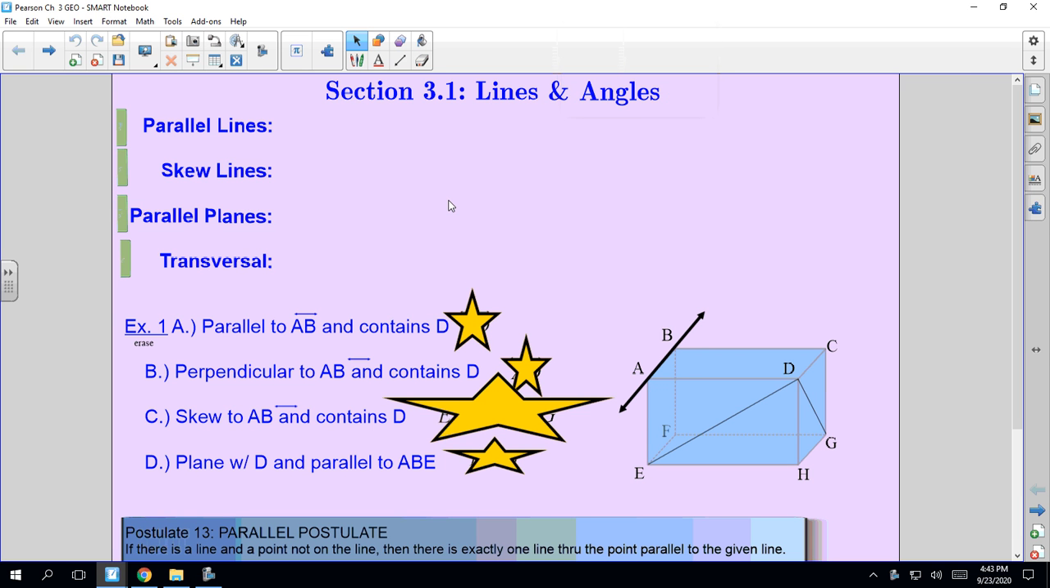Guys, this is section 3.1, lines and angles. So, beginning of a new chapter. We've got some definitions. That seems to be the case in geometry. We start a new chapter, we have lots of definitions.